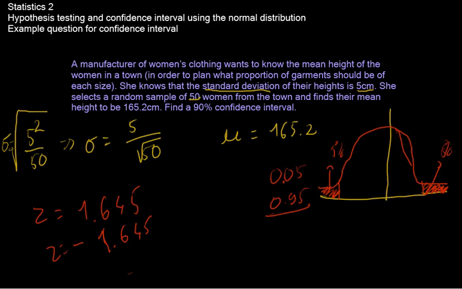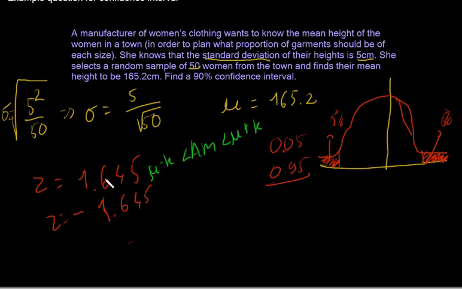Right. Now the confidence interval goes like this. Say we have a confidence interval of the actual mean. So let's say the actual mean is smaller than the mean plus k, and larger than the mean minus k. So what we need now is to find k, because we already have the mean, we have the standard deviation, and we have the z, so we can find k.